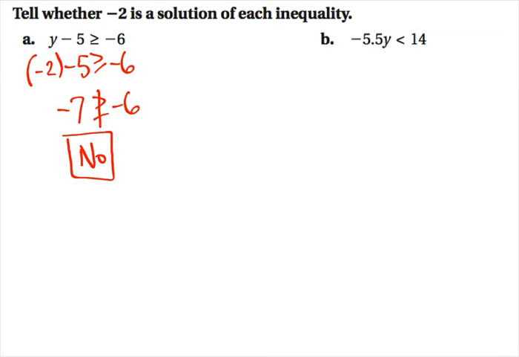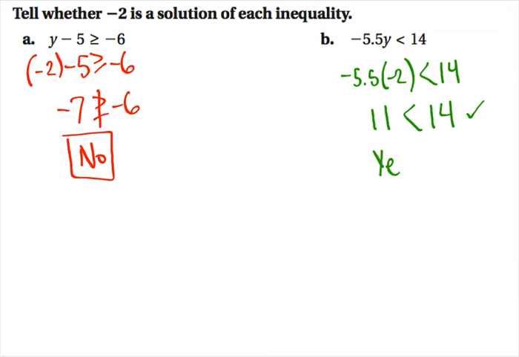Next example. Negative 5.5y less than 14. We're going to try in negative 2. So negative 5.5 times negative 2 is less than 14. Negative 5.5 times negative 2. Negative times negative is positive. And 5.5 times 2 is 11. Is 11 less than 14? That is true. So yes, this is a solution.